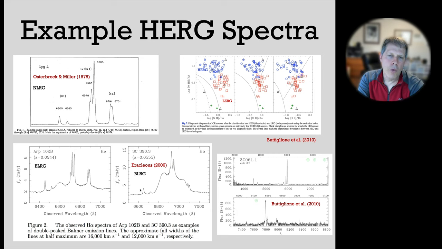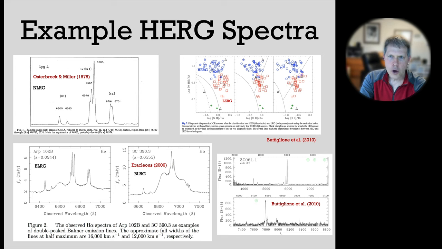Okay, now ultimately then, how do you define a Herg versus a Lerg? Well, you go back to these BPT classification diagrams that I talked about in some detail in the lecture on the narrow line region, where again here, like oxygen 3 divided by H beta serves as a good indicator of high ionization levels versus lower ionization levels. And then these other ratios are useful for indicating other relevant phenomena, like whether there's a partially ionized zone in the line emitting region and so on, which tells you whether there's X-rays in the system or not.